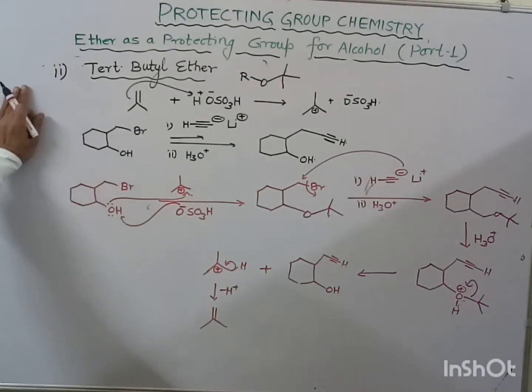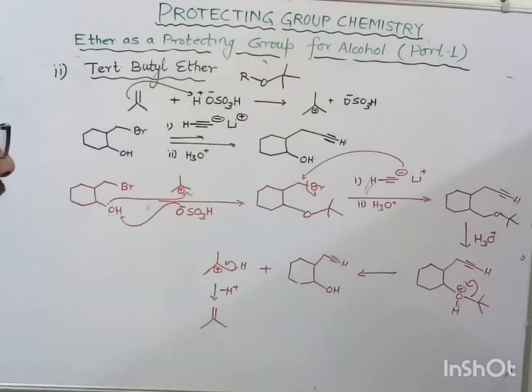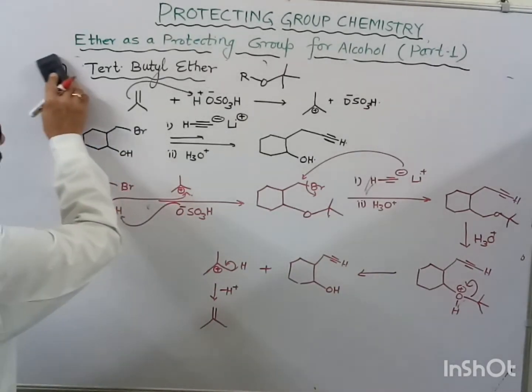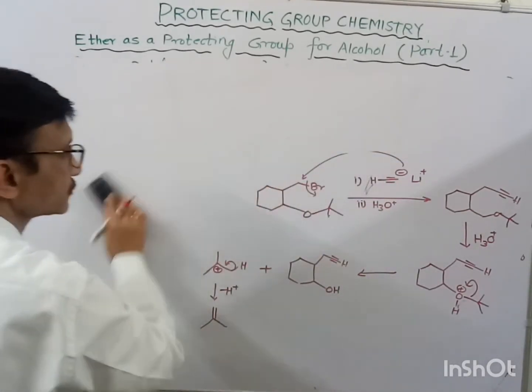Okay, so like this. This is one of the examples where the alcohol can be protected by converting it into the tertiary butyl ether. Okay, so let's see the third one, that is THP.